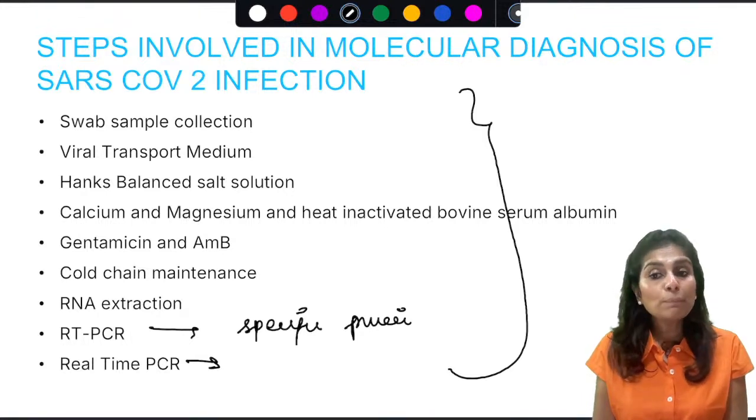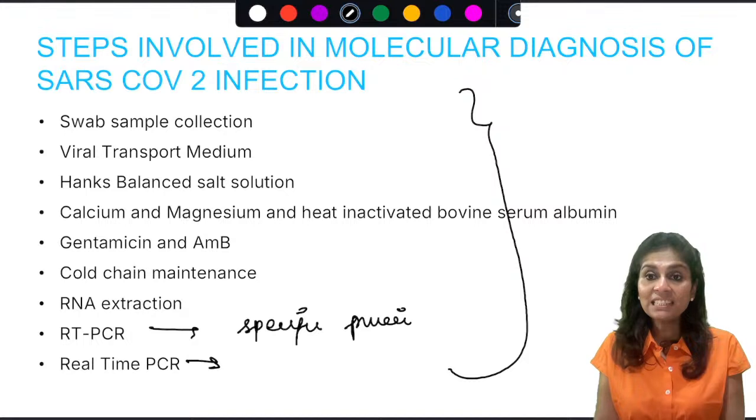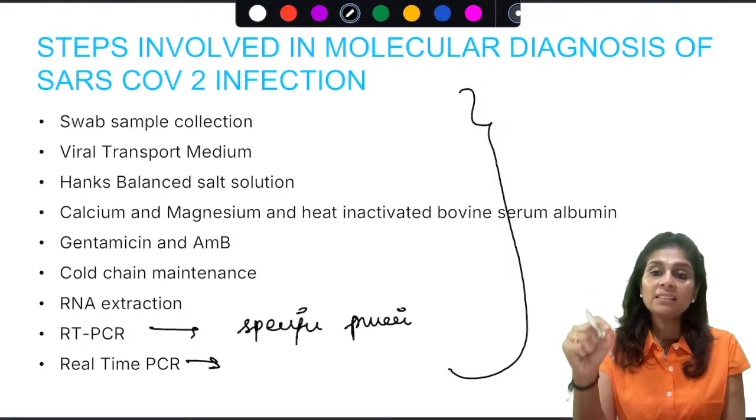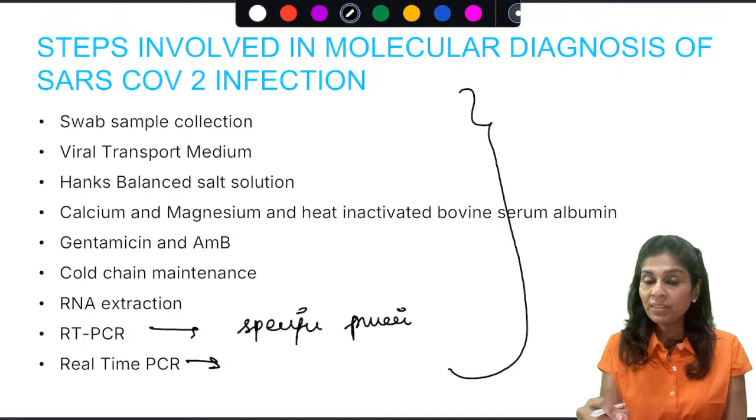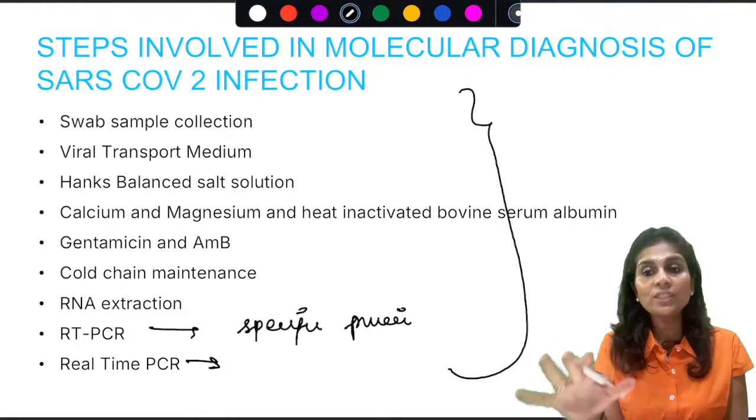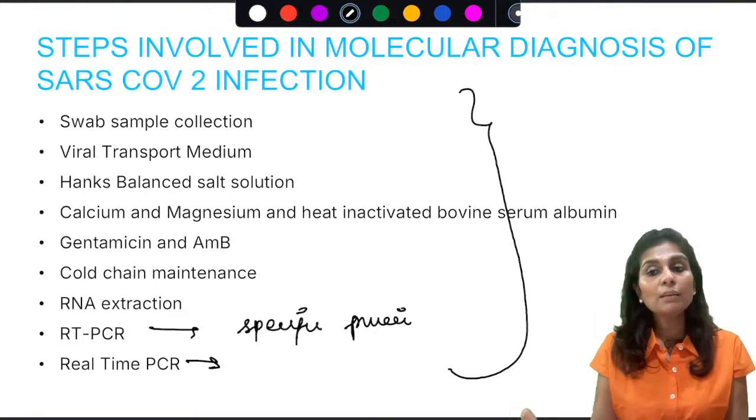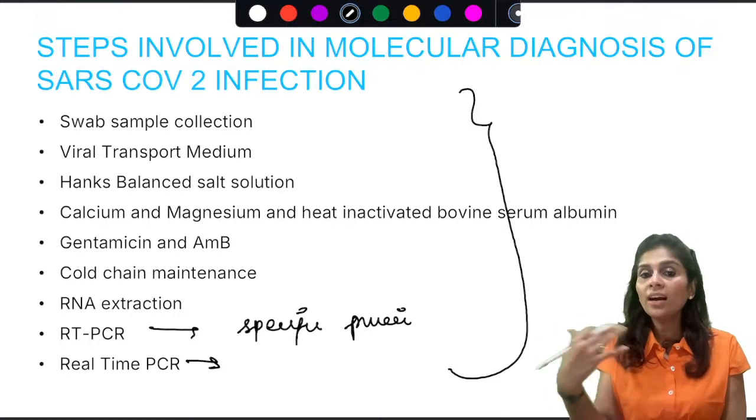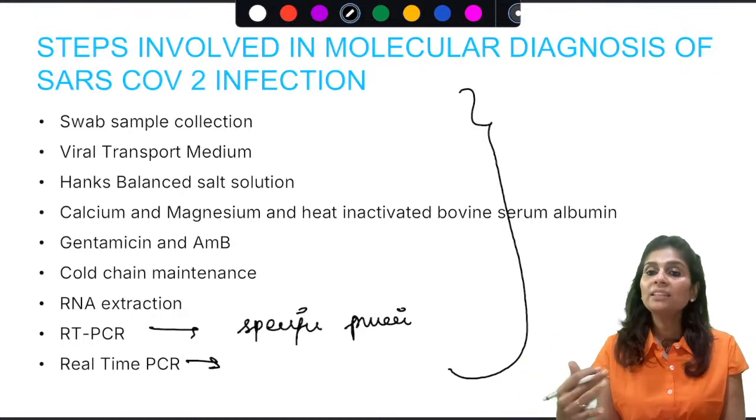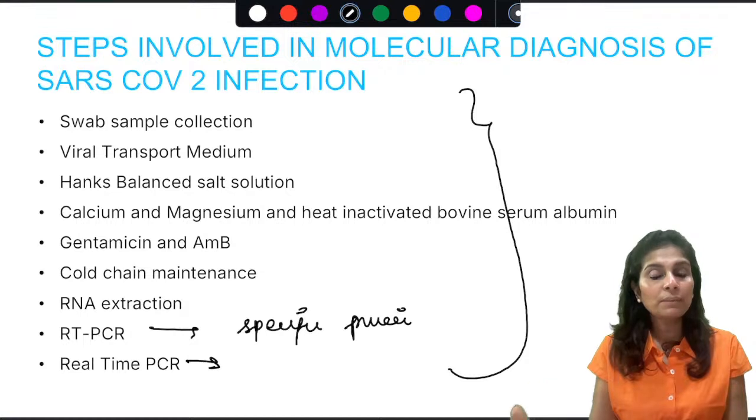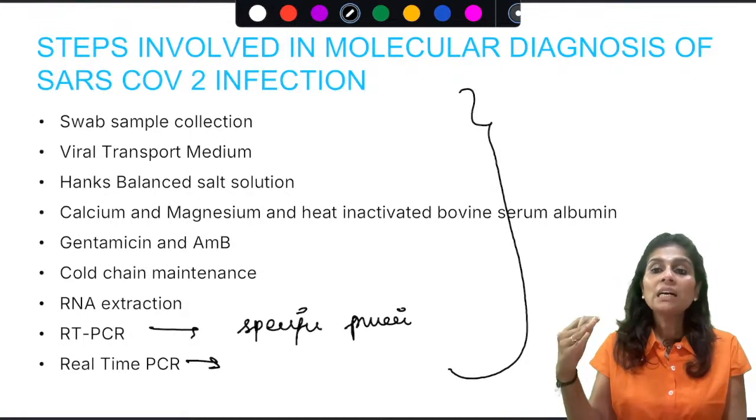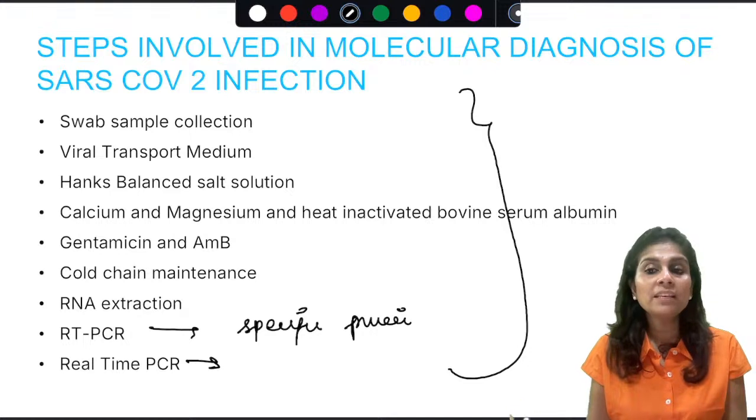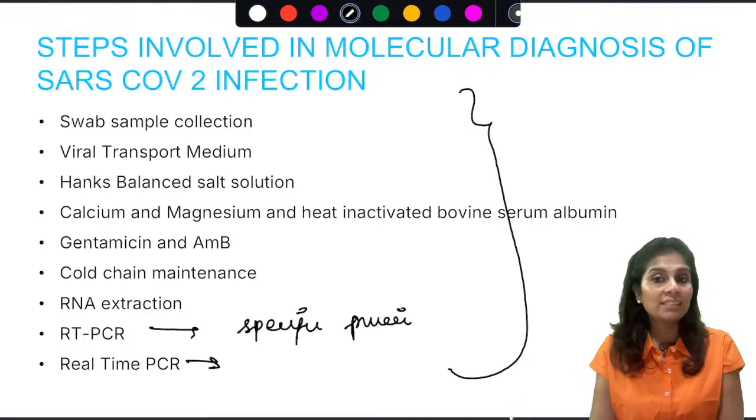So let me repeat these steps for your benefit. What is step number 1? Swab sample collection. Place it in a viral transport medium. Transport it in cold chain. It is received in the laboratory wherein we first extract RNA. We extract all RNAs. Then we subject the RNA to reverse transcriptase PCR. Then we use those DNAs in real-time PCR to quantify the nucleic acid.